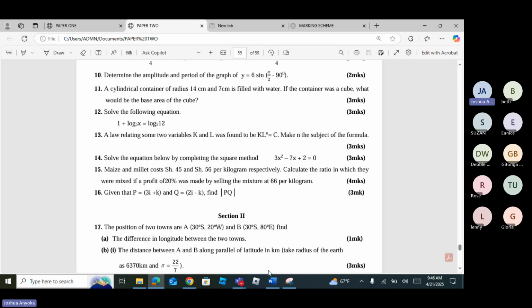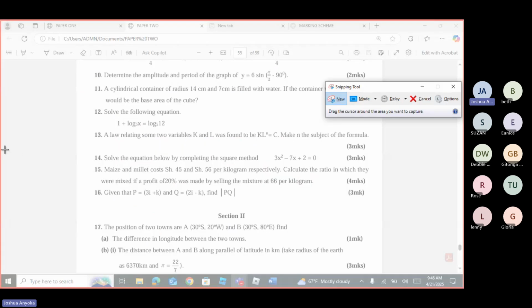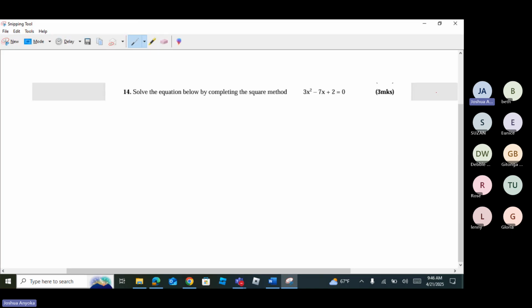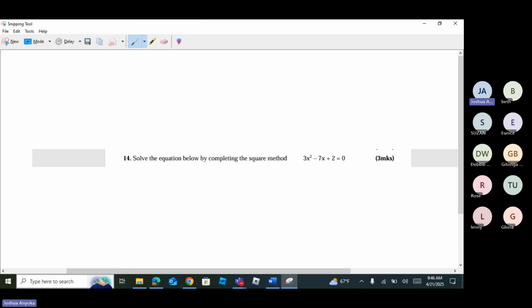I want you to start, and we meet along the way. Completing the square: I want us to agree on the steps. By completing the square method, you solve this: 3x squared minus 7x plus 2 equals 0.